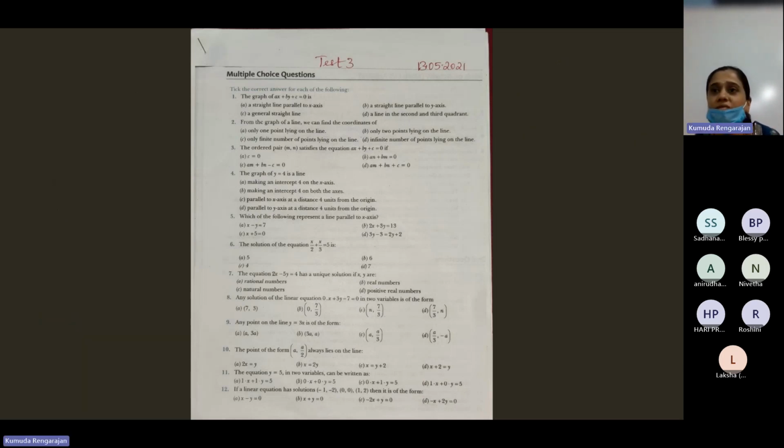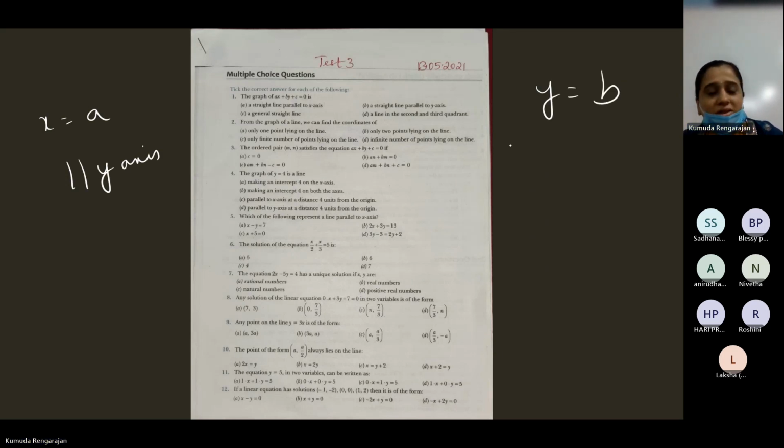So what are we doing now? Without making the graph, we are able to judge if the graph line will be parallel to the x-axis or the y-axis. How are we able to do that? If you have x is equal to a number a, then it will be parallel to the y-axis. If you have y is equal to a number b, then it will be parallel to the x-axis. If it is x, parallel to y-axis. If it is y, parallel to x-axis.